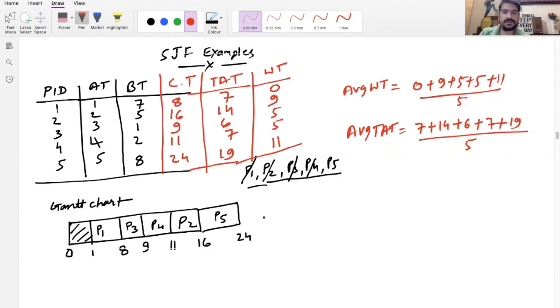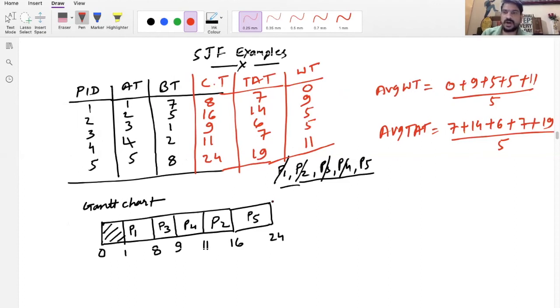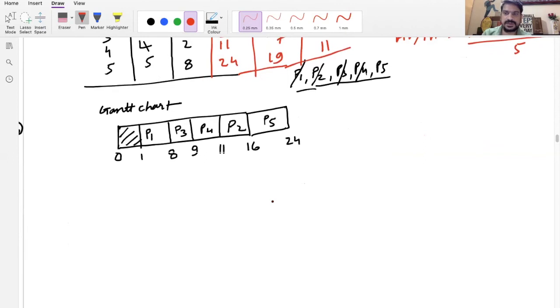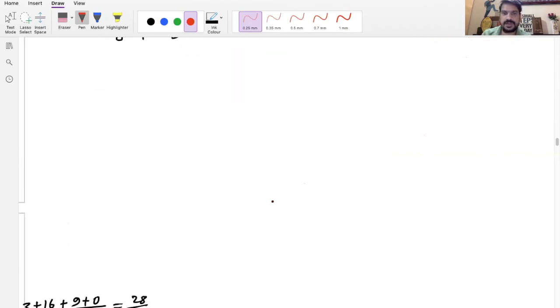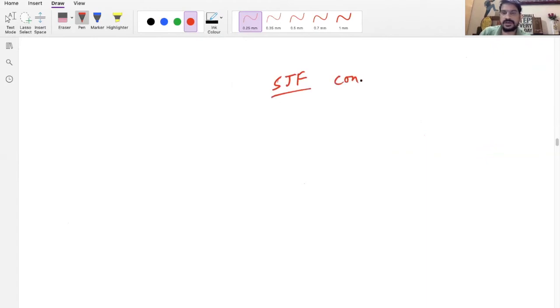Okay, now what else? Now I want to tell you about the convoy effect, right? So let's go to another example of shortest job first, and try to understand the convoy effect. So we'll see shortest job first, and we'll try to demonstrate the convoy effect.